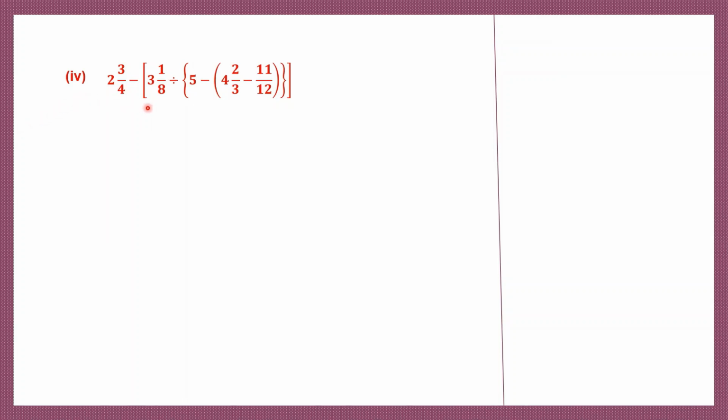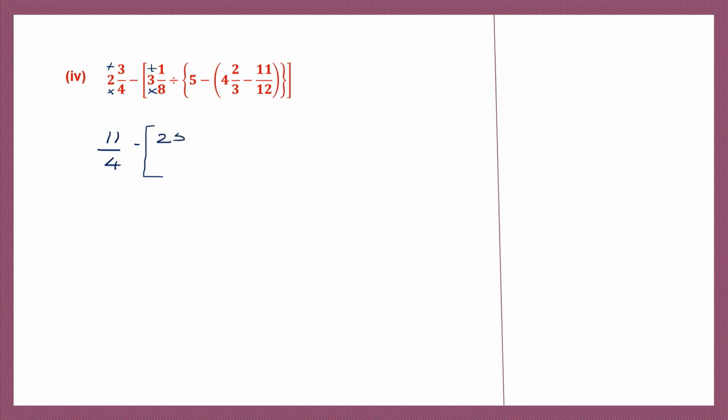Question 4. Let's have a look at the different brackets here. We have the square bracket, the curly bracket and the parenthesis. So the first set of brackets that we have to remove are the parentheses. So let's begin. So the first one here we have is 2 3 by 4. Let's convert it. 4 2s are 8 plus 3, 9, 10, 11. So let's write that 11 by 4 minus square bracket. 3 1 by 8. Let's convert. 8 3s are 24 plus 1 is 25.